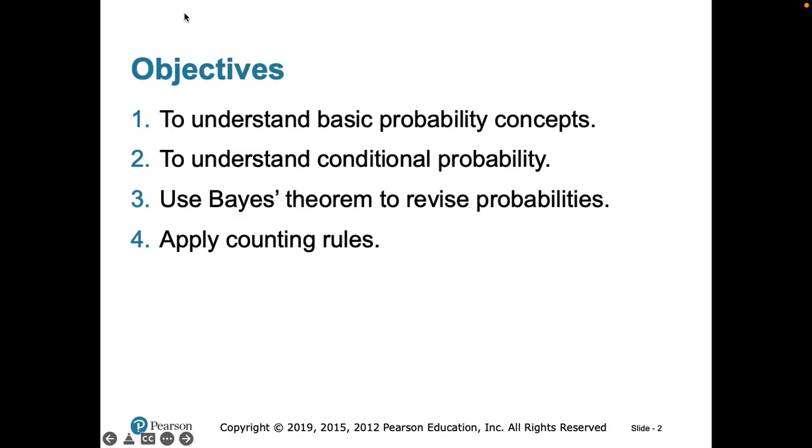Okay, so the objectives for this chapter are to understand basic probability concepts, to understand conditional probability, we're going to talk a little bit about Bayes' theorem, and we're going to finish applying counting rules. Counting rules are also going to be very important for everything we do in statistics, and it's very important that you grasp those concepts. If you are struggling with them, something you don't understand, please reach out. Let me know so I can provide you with resources, whatever you need to. But again, this is the backbone of statistics.